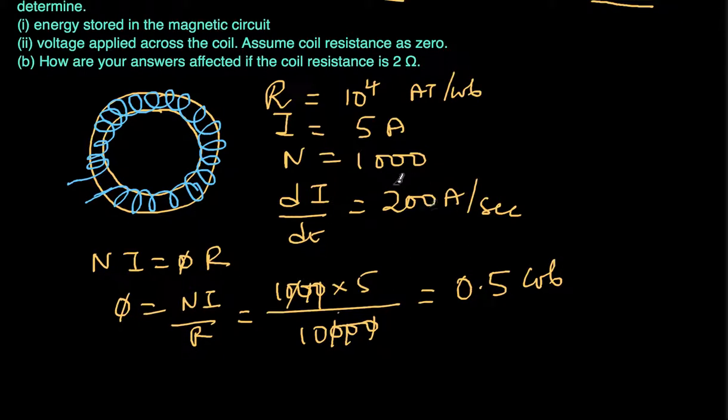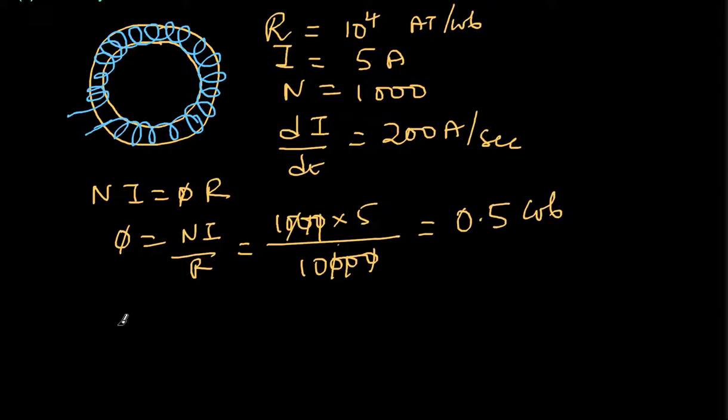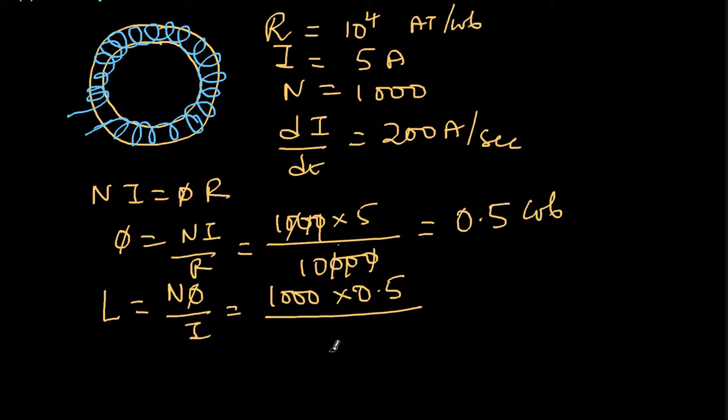Once I know the flux, I can find the inductance L simply by doing N phi by I. So flux linkage divided by I. So 1000 turns into flux 0.5 Webers, and the current is 5 amperes. That will be 100 Henries. So this is the inductance.